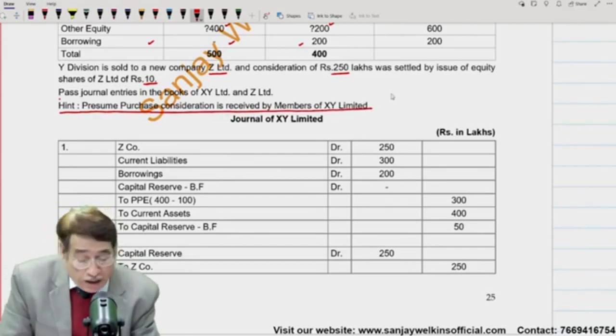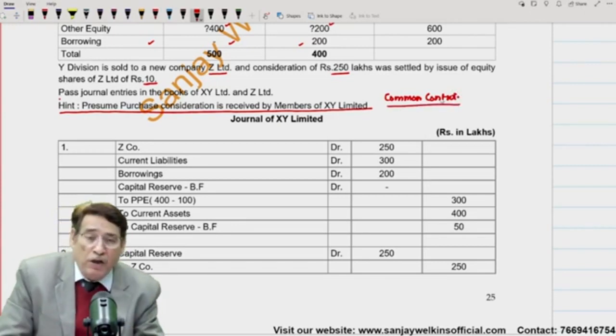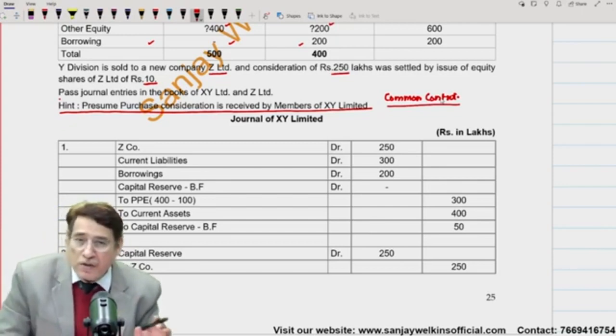In spite of that, we are going to consider it as a case of common control. Why are we going to consider it as a case of common control? Because consideration definitely is being received by the members, but no information is given whether any shareholder is having stakes in the new entity or not. Is it clear to you or not?